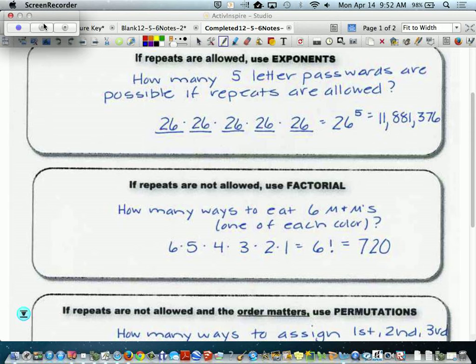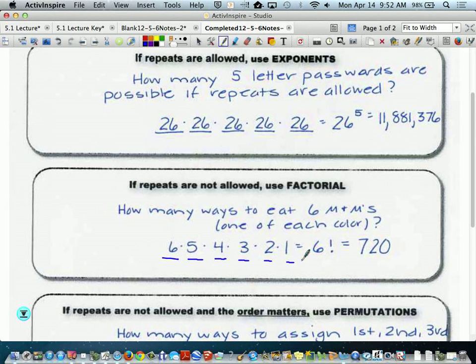If repeats are not allowed, use factorials. So this one, if you have 6 M&Ms and there's one of each color. So the very first M&M I choose, I have 6 colors to choose from. Then the next one I have 5 colors. So this one the repeats are not allowed, right? The M&M's gone. You've already eaten it. So it goes 6, 5, 4, 3, 2, 1. That one is factorial, and I will show you how to do that on the calculator.